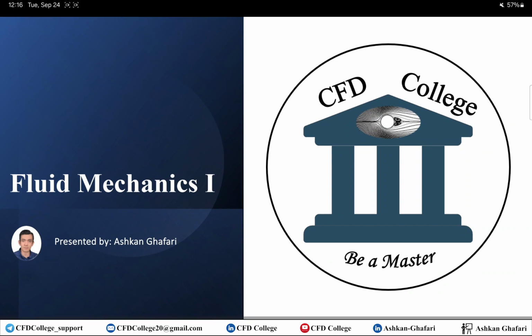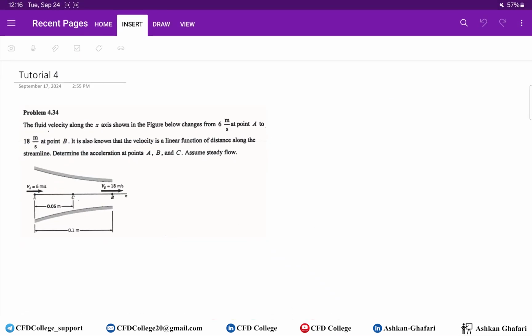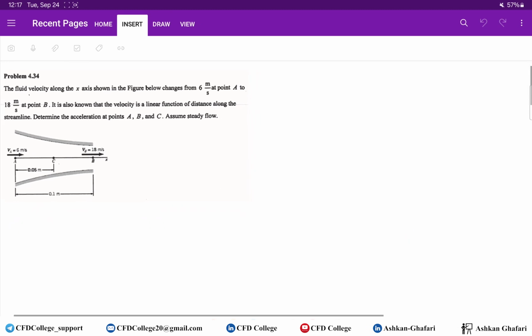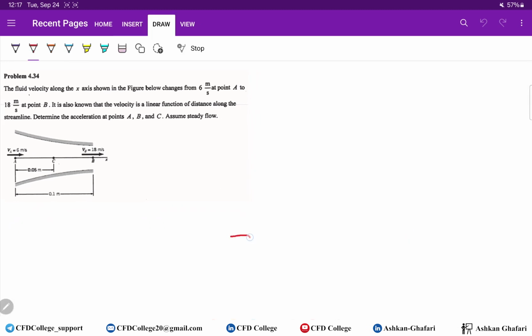So let's jump to tutorial 4 of Fluid Mechanics 1 at Concordia University. As I mentioned, we have 3 problems regarding acceleration and velocity in fluid flows. Okay, let's start with the first one.